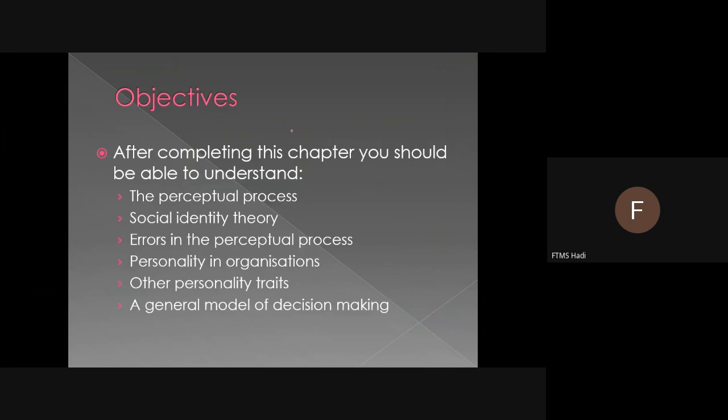Alright, after completing this chapter, you will be able to understand the perceptual process, social identity theory, errors in perceptual process, personality in organization, other personality traits, and general model of decision making.